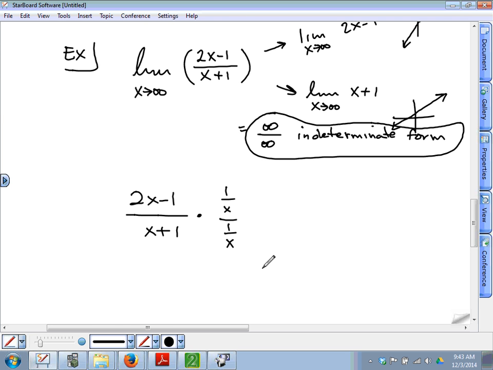That's going to be 2x minus 1 over x, over x plus 1 over x.